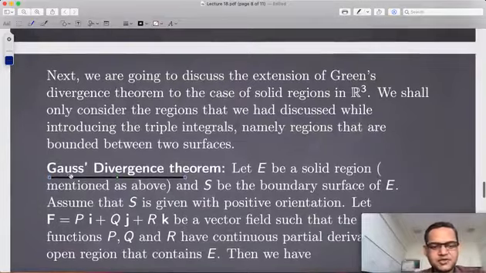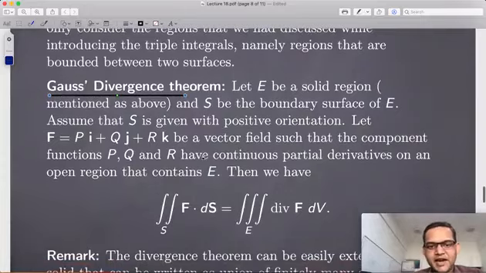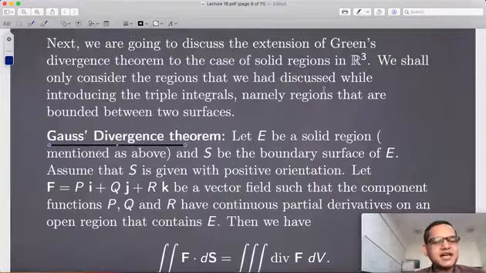Some books will call this Gauss's theorem, some books will just say the divergence theorem. This is the higher-dimensional, three-dimensional analog of the theorem which we discussed. Another thing: we had considered the triple integral for certain kinds of domain. We did not have any arbitrary domain over which we had discussed the triple integrals.